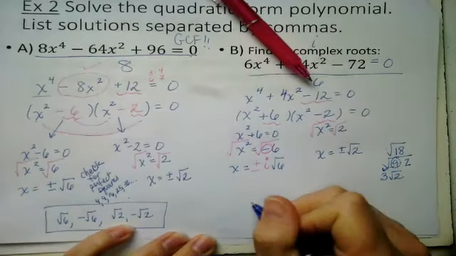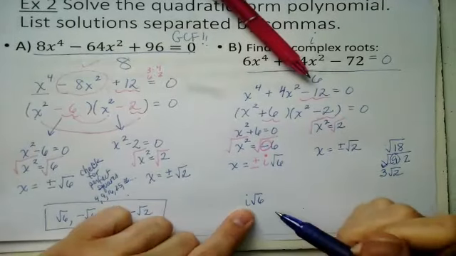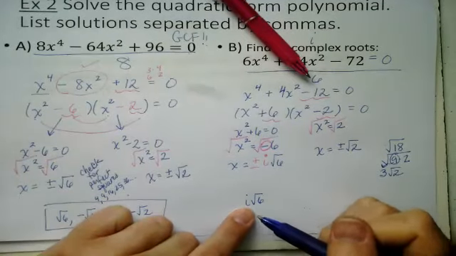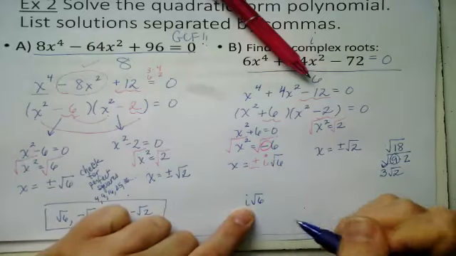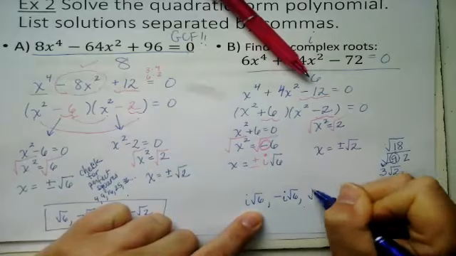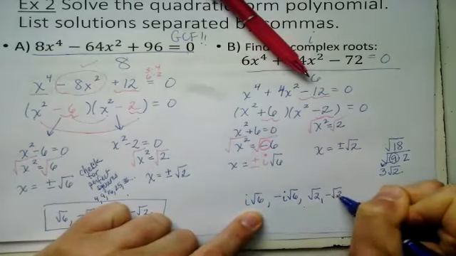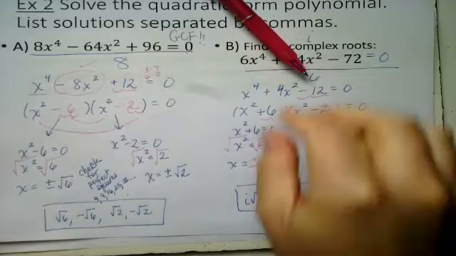In my answer field, I would put i radical 6. There's an i button in IXL. You'll see that little button pop up. You can use the button. If you have a keyboard, you can also just type i. So i radical 6, negative i radical 6, radical 2, and negative radical 2. And those are the answers I would plug into my answer field.